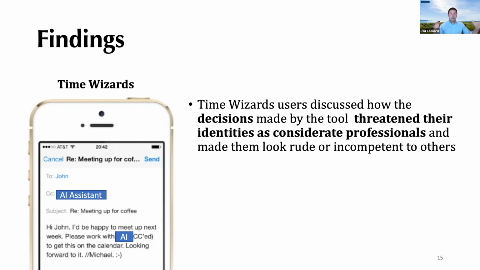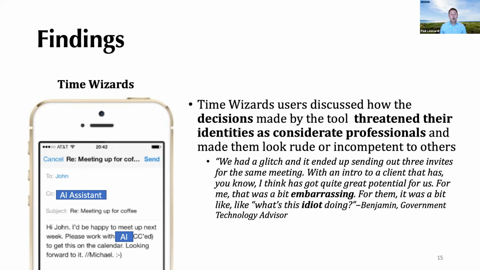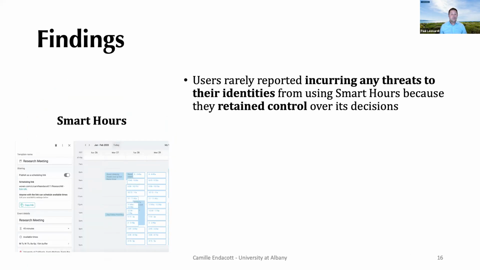And so users felt a fair amount of stress and were annoyed that they were undermining this salient portion of their identity. Whereas at Smart Hours, users rarely felt like they incurred any of these threats, in large part because they retained much more control over scheduling, because the tool was not operating autonomously and conversationally on their behalf in the same way that it was at Time Wizards, where the tool could just do things as it wanted to.